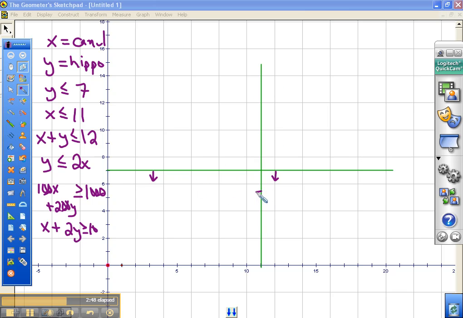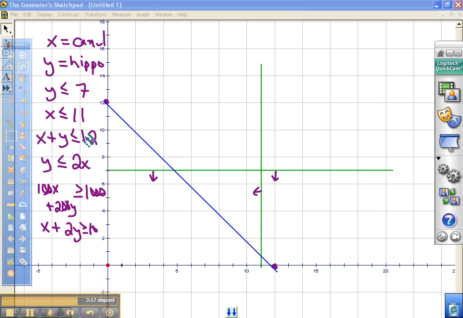So we know x has to be less than or equal to 11. We're going to be going that way. Next one, x plus y must be less than or equal to 12. Well, if I look at that, we do that by intercepts. When y is 0, x is 12, and when x is 0, y is 12. And now I can draw my line between those two, and we'll make this one a different color. We'll go from 12 to 12. Okay, that takes care of that one.